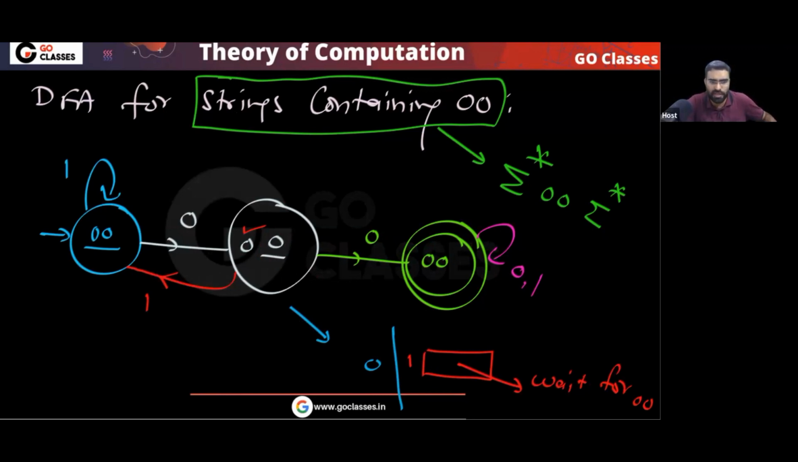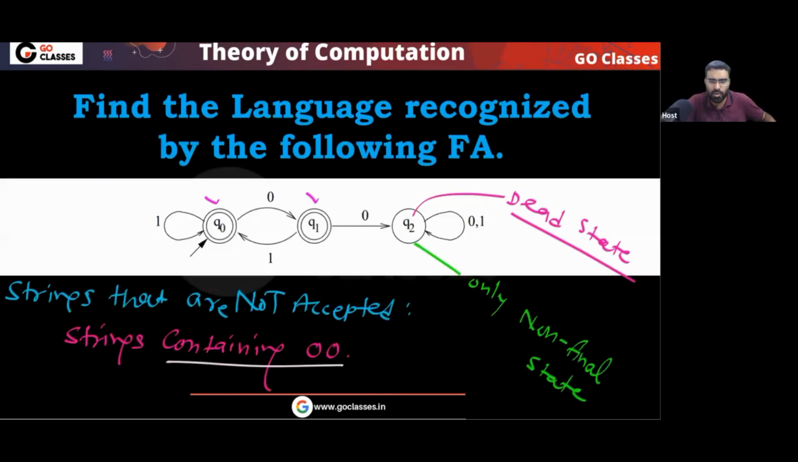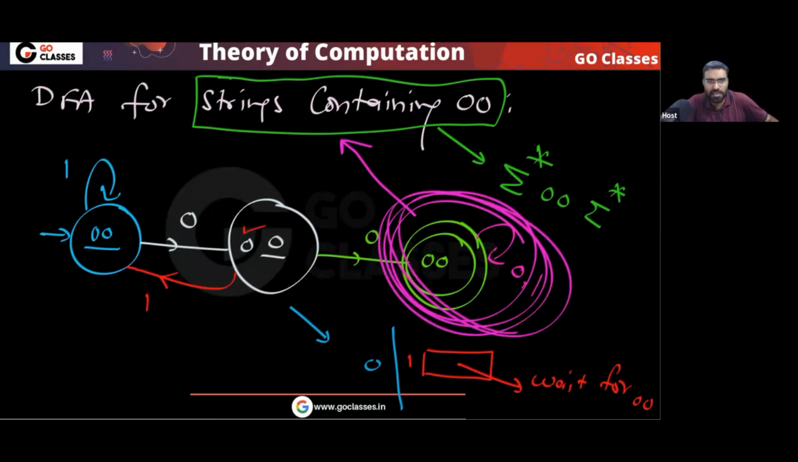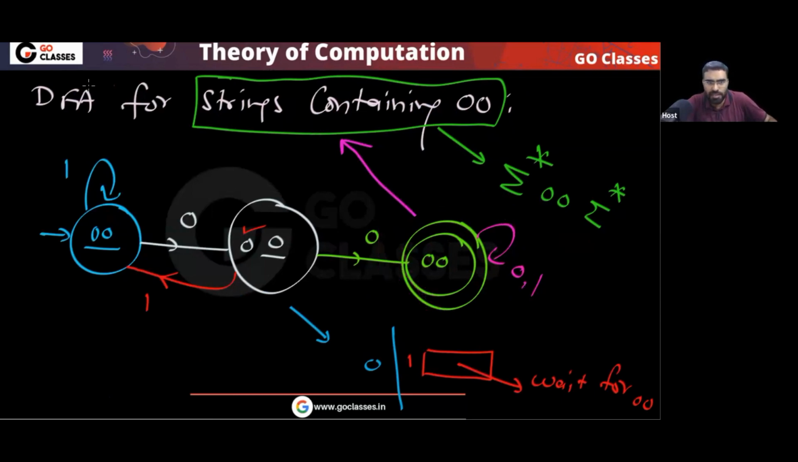Can you notice that this DFA and the earlier DFA are the same? Now in this DFA, if I make this last state the final state, then it accepts strings containing 00. This is a DFA for strings containing 00.